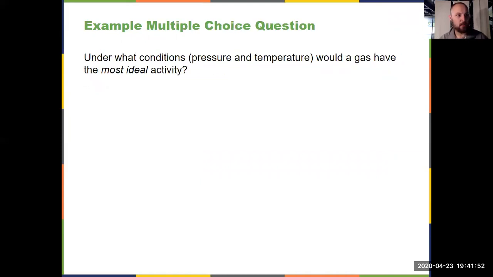Under what conditions would a gas have the most ideal behavior? Low pressure, high temperature. Know that for sure. Know the conceptual ideas from kinetic molecular theory from video 5.